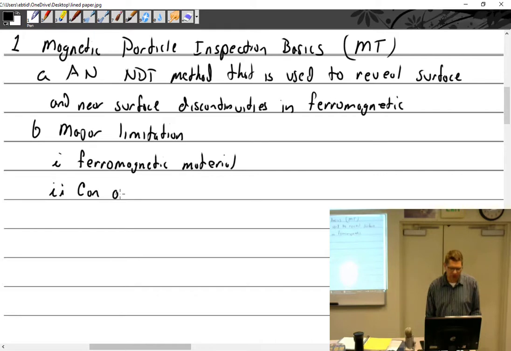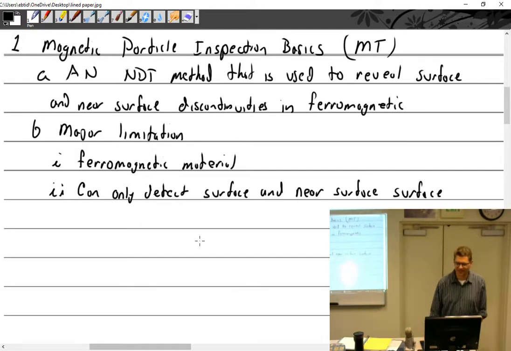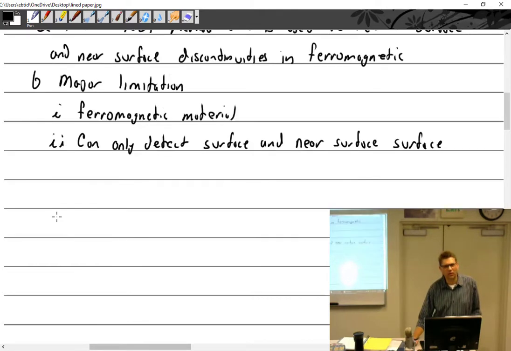It can only detect surface and near surface discontinuities. How far near? Quarter inch. Depends on how much power you got and what kind of machine you have. What kind of power you're using? Is it DC or AC? Very good. So we'll say up to a quarter inch.